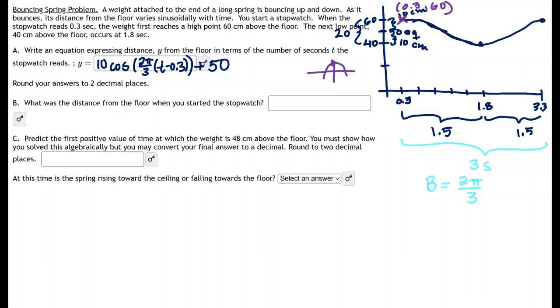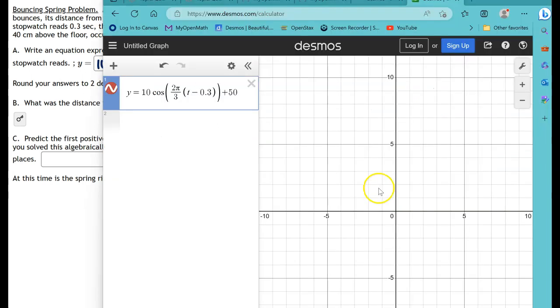Okay, the next question is really a technology question. What was the distance from the floor when you started the stopwatch? So you started the stopwatch at t equals 0. So you can plug that into a calculator, or I would say this is a great time to go to Desmos, check and make sure our function matches what we're expecting, and then also check what that y-intercept is to answer the second question.